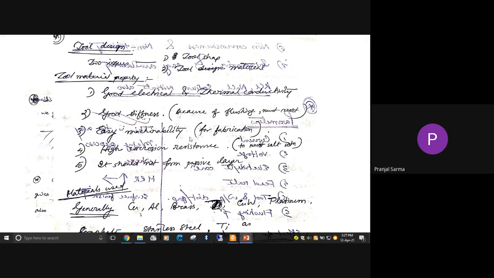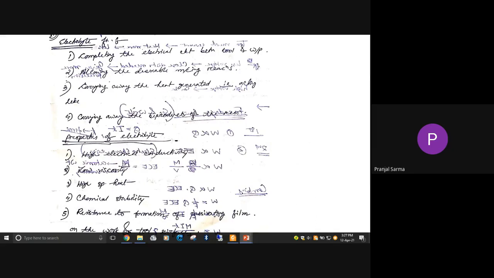Similarly, for fabrication purposes, the tool material should be easily machinable, because based on the shape we require, the tool also has to be produced. The tool is given a certain shape, and from that we get the complementary shape on the workpiece. It should also be highly corrosion resistant, because NaCl or other salt solutions will be used as the electrolyte. If it is not corrosion resistant, the tool material itself will corrode away, and there should not be any formation of a passive layer on it. Generally copper, aluminum, brass, platinum, etc. are some of the tool materials.